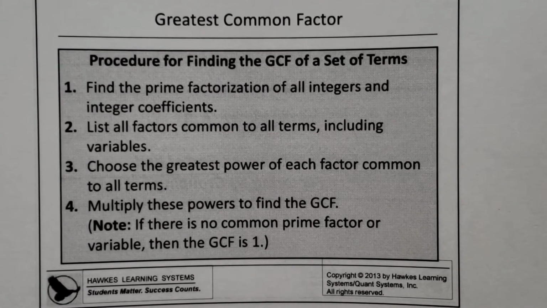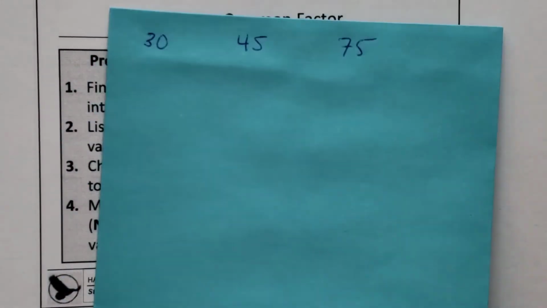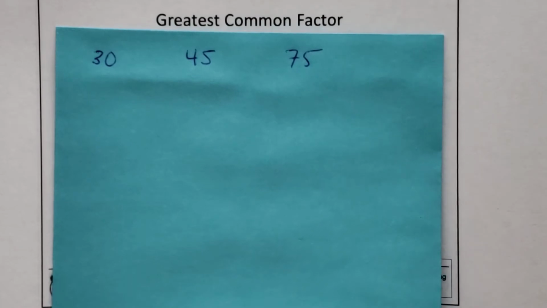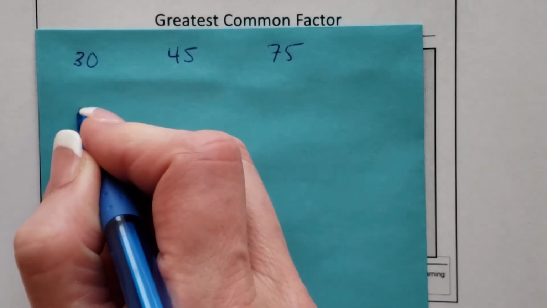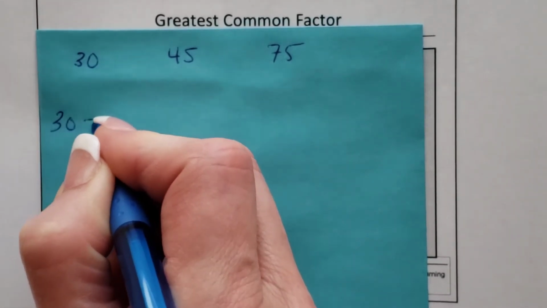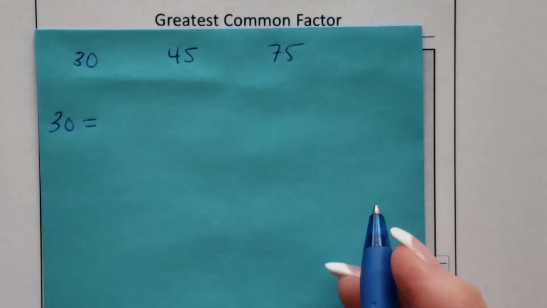So basically, we're going to try to find what is the biggest number or sets of variables that we can divide three terms by. So your very first problem on your paper should say the numbers 30, 45, and 75. All right, so I'm just going to think of the factors of each number. So starting with 30, what numbers can multiply to give me 30?